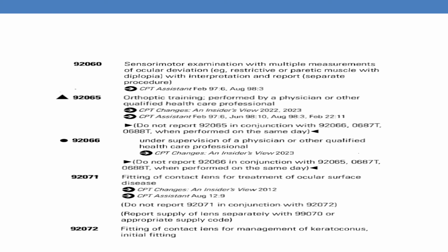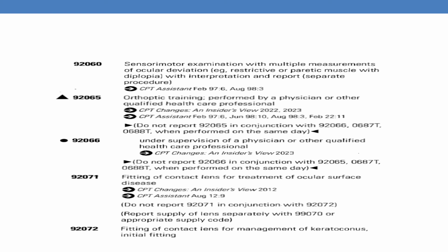The next CPT is 92060. It is used for sensory motor examination with multiple measurements of ocular deviation, for example, restrictive or paretic muscle with diplopia, with interpretation and report.